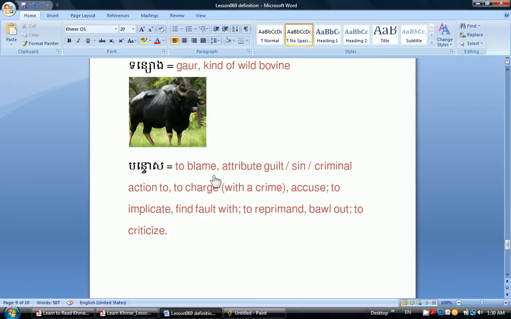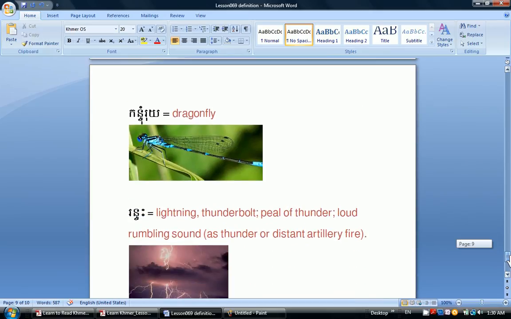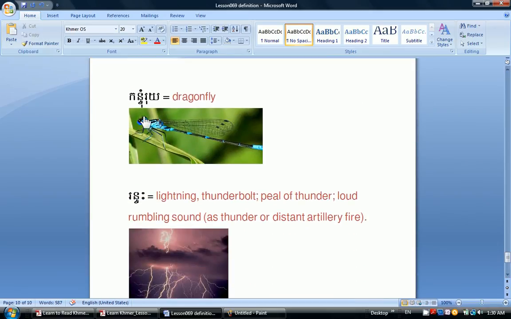Banto means to blame, to attribute guilt, sin, or criminal action, to charge with a crime, to accuse, to implicate, to find fault with, to reprimand, to bawl out, or to criticize. Contumroi is a dragonfly. Here's a picture of contumroi.